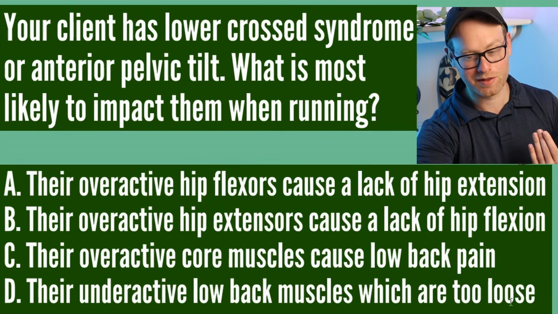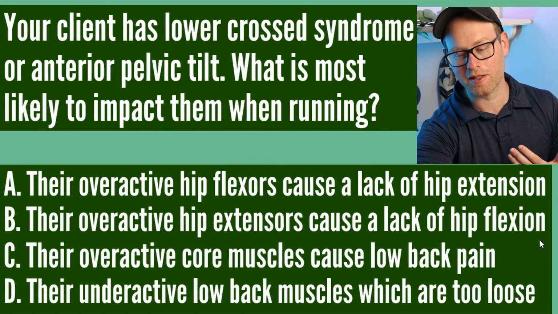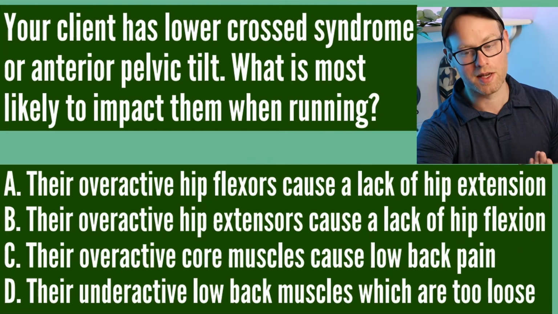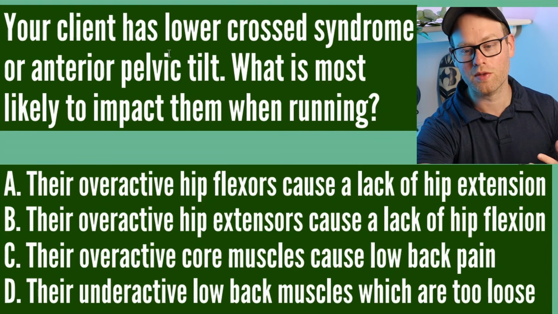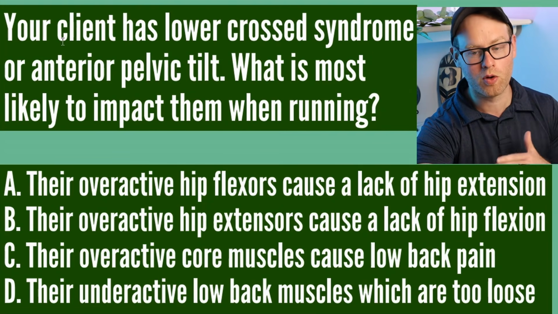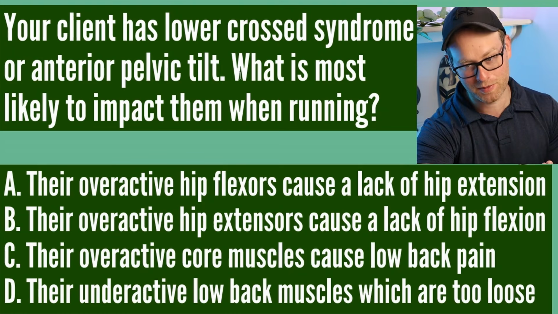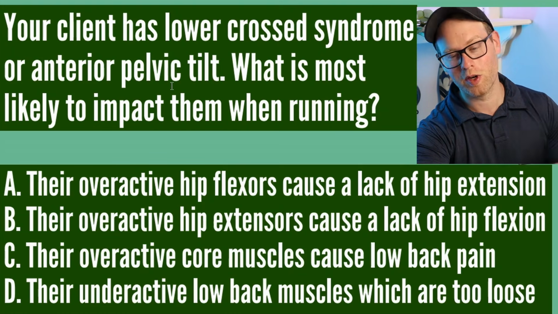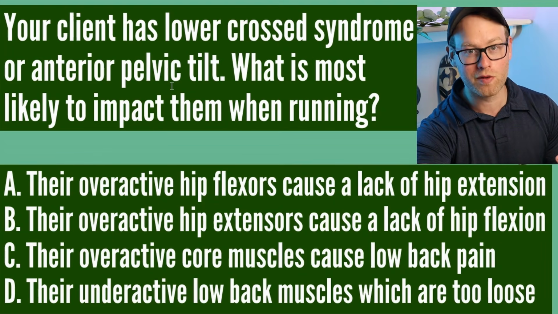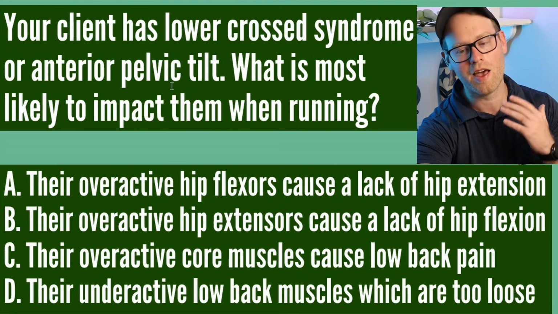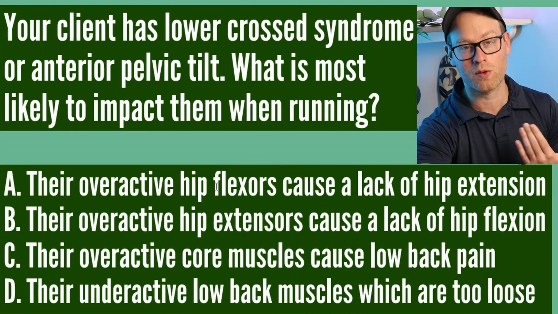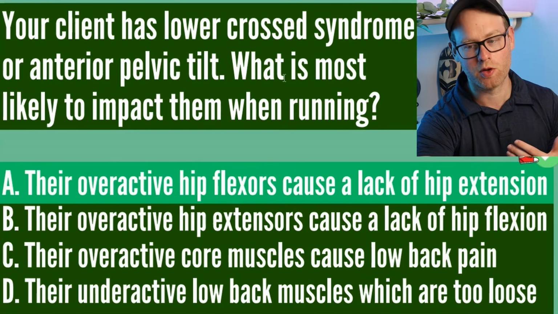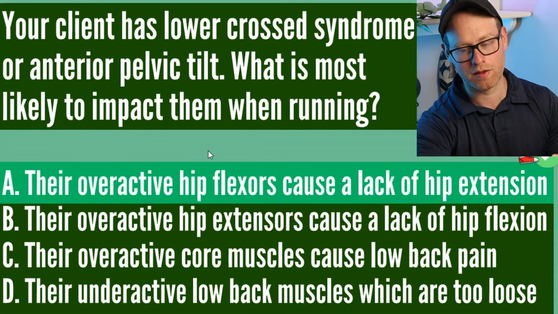D was just kind of weirdly worded there, but yeah, you can definitely tell that one of these answers is actually the best. Of course, this question does require you to know what lower cross syndrome or anterior pelvic tilt is. And then once you know what it is, you pretty much then just have to think about what is overactive and what is underactive, and that easily allows you to figure out this question. So if your client has lower cross syndrome, what is most likely to impact them when running? It would be A, their overactive hip flexors, and that would cause a lack of hip extension.